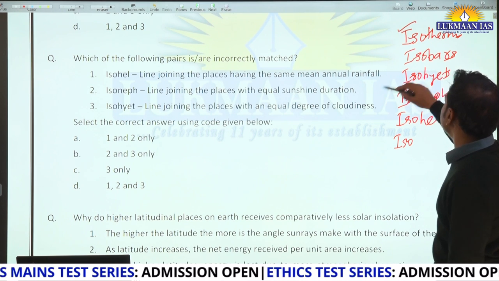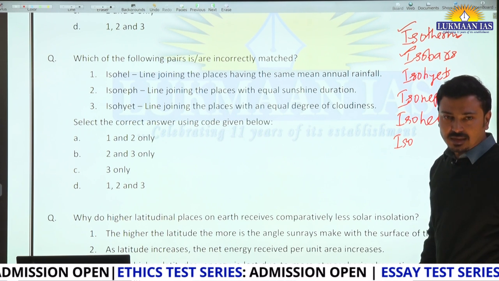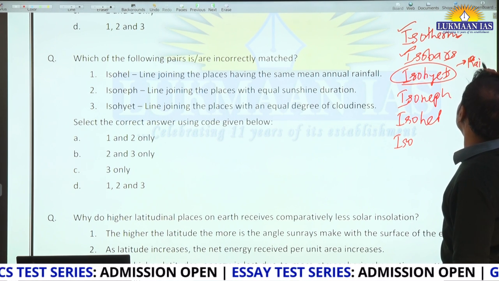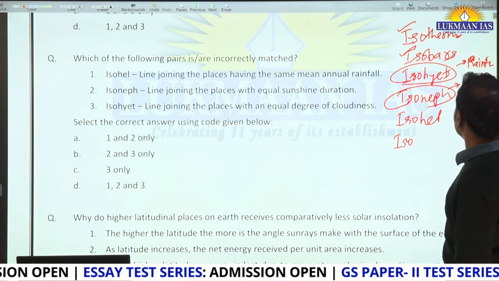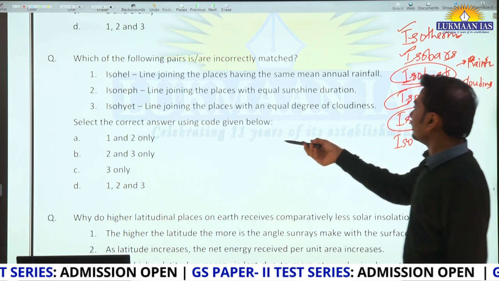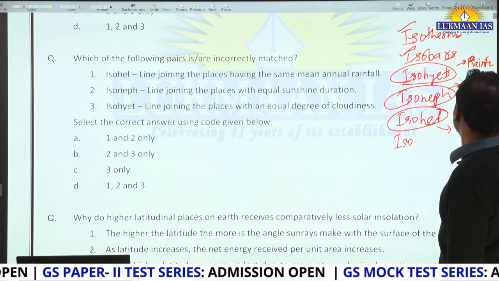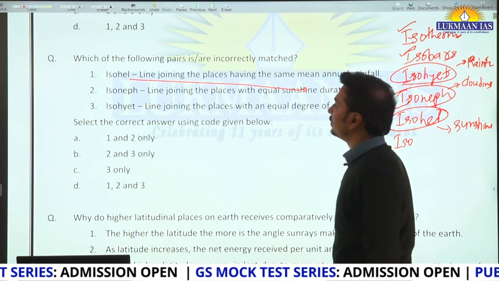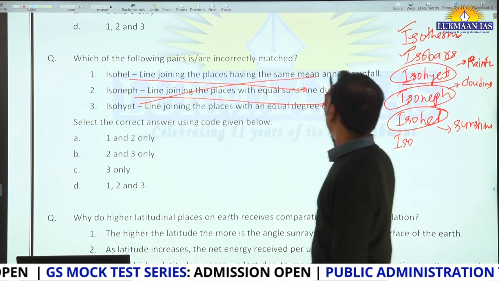ओके, आइसोथर्म्स टेम्परेचर, आइसोबार्स प्रेशर. द लाइन ज्वाइनिंग द पॉइंट्स हैविंग इक्वल प्रेशर, सेम टेम्परेचर. आइसोहाइट्स, सॉरी, रेनफॉल. आइसोहाइट्स इज रिलेटेड टू रेनफॉल. आइसोनेफ क्लाउडीनेस. ओके, देन व्हाट वी हैव, आइसोहेल. आइसोहेल है ये, सॉरी, सनशाइन वाला है. ड्यूरेशन ऑफ सनशाइन, तो ये जो आइसोहेल वाला है ये है ड्यूरेशन ऑफ सनशाइन. आइसोनेफ वाला जो है वो क्लाउडीनेस वाला है, डिग्री ऑफ क्लाउड.